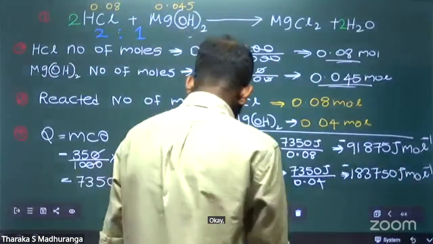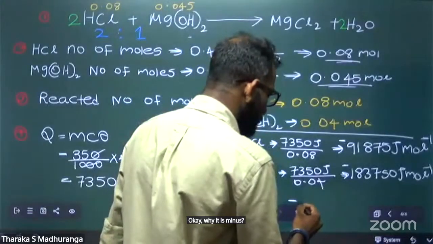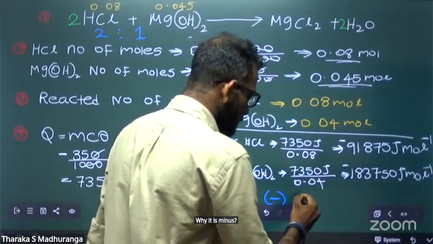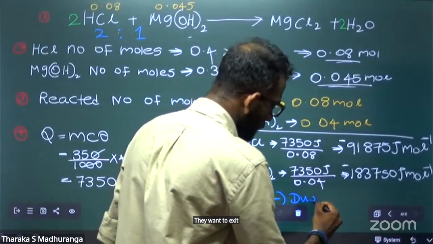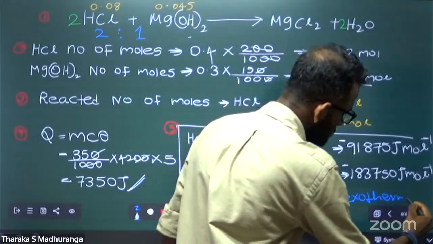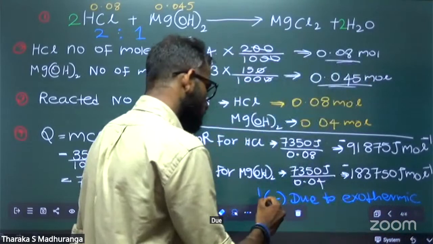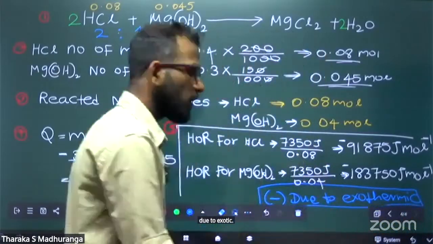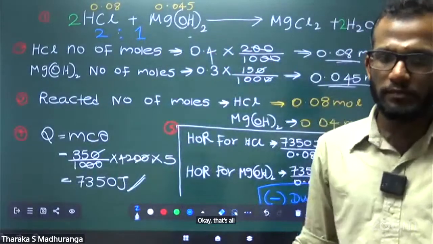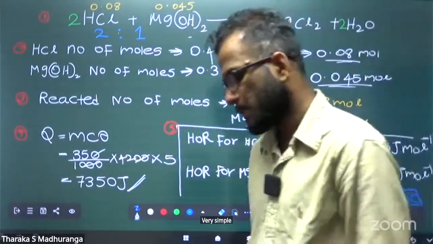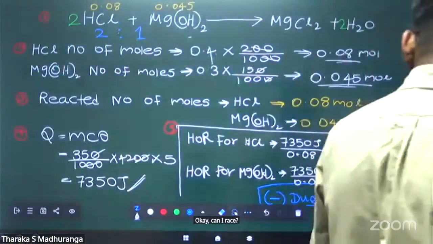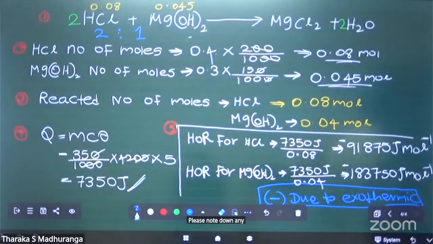Okay, why is it minus? Please note down these important things. Why is it minus? Due to exothermic. The heat of reaction is minus due to exothermic. Okay, that's all. Very simple. Okay, can I erase? Please note down any important point.